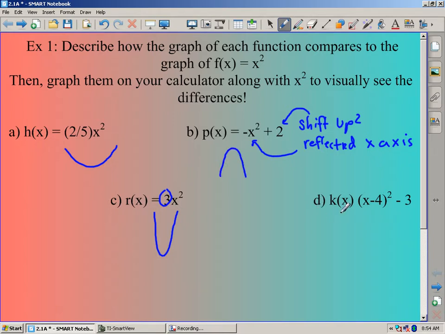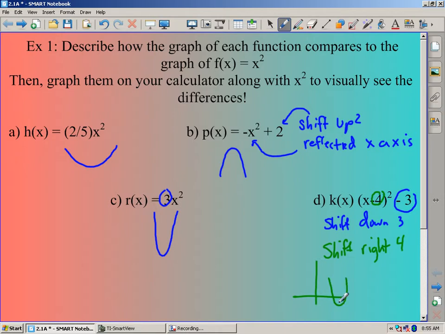The last one down here has two things happening to it. We just talked about shifting up 2 in part B. Well, this one is shift down 3 because of the negative 3 here. And then the other value, negative 4, we always go the opposite direction, so this is shift to the right 4 units. If the original was at 0, 0, it's going to be down here, shifted down and over 4 units. So it should look something like that.